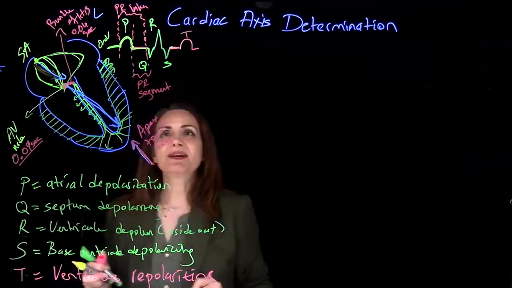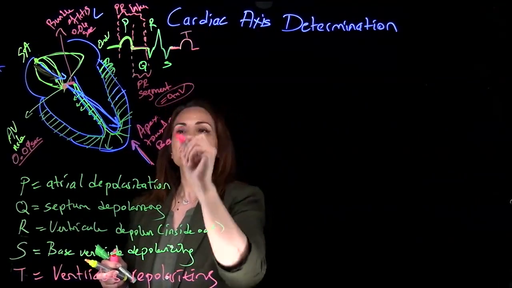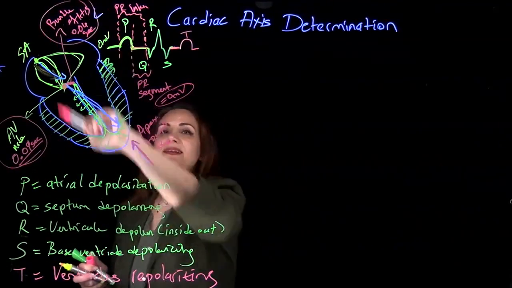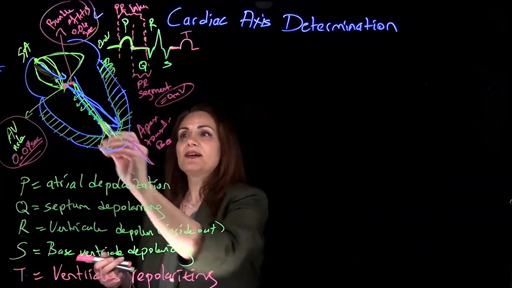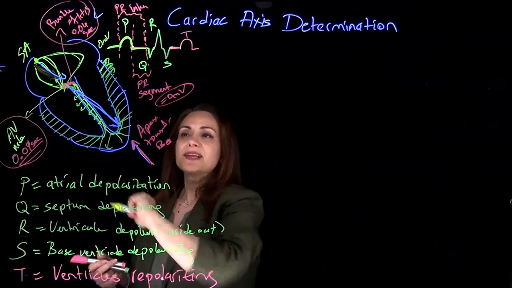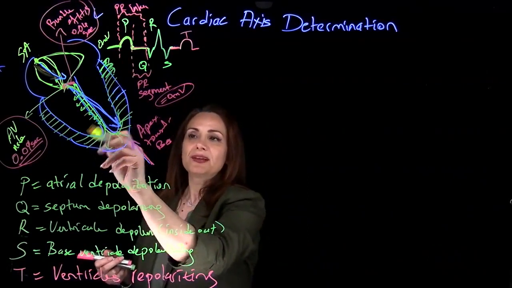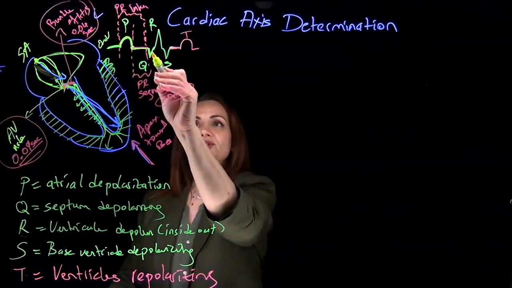And during the PR segment, there is 0 millivolt, basically no electrical activity. Why? Because we have the delay in the AV node and the delay in the bundle of His. Following the delay, as soon as our electrical activity gets onto the septum and starts moving down in the septum from left to right, from left bundle branch to the right bundle branch, we're starting to record the Q.